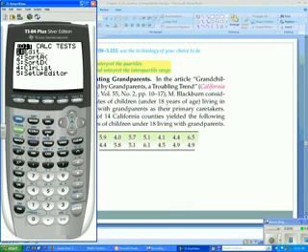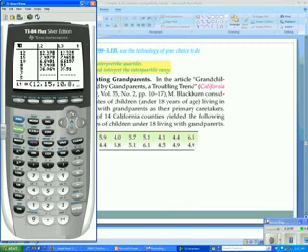So, stat, edit. I'm going to highlight the name of the list, clear enter, and then enter my data values. And then I definitely want to check my data values to make sure I've entered them correctly. Actually, I'll do.